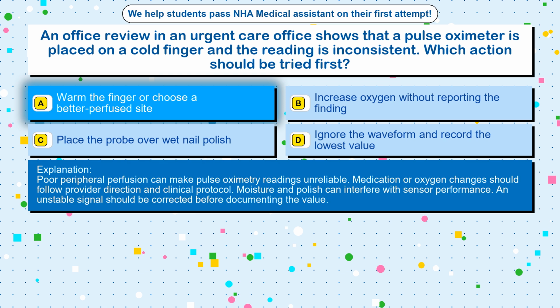Poor peripheral perfusion can make pulse oximetry readings unreliable. Medication or oxygen changes should follow provider direction and clinical protocol. Moisture and polish can interfere with sensor performance. An unstable signal should be corrected before documenting the value.